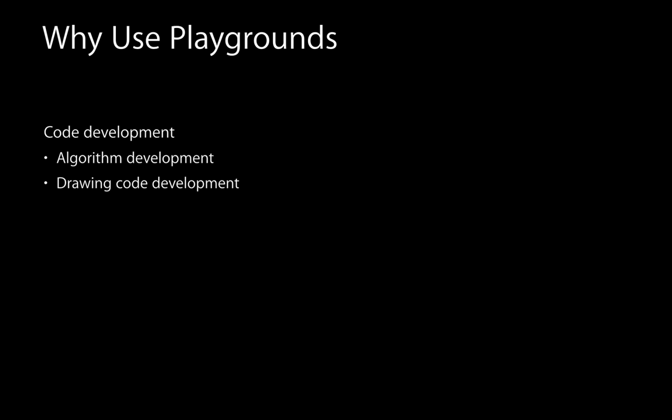Any sort of drawing code you want to do is also great in a playground because you can immediately see the visual result of what your code is doing. And every time you change your code, you can immediately see how that affects the visual result. Finally, processing code, like value transformers or a sequence of image filters, are great in playgrounds because you can visualize the result at every step of the transformation process. And when you change something, you can see how that change ripples through all your results.